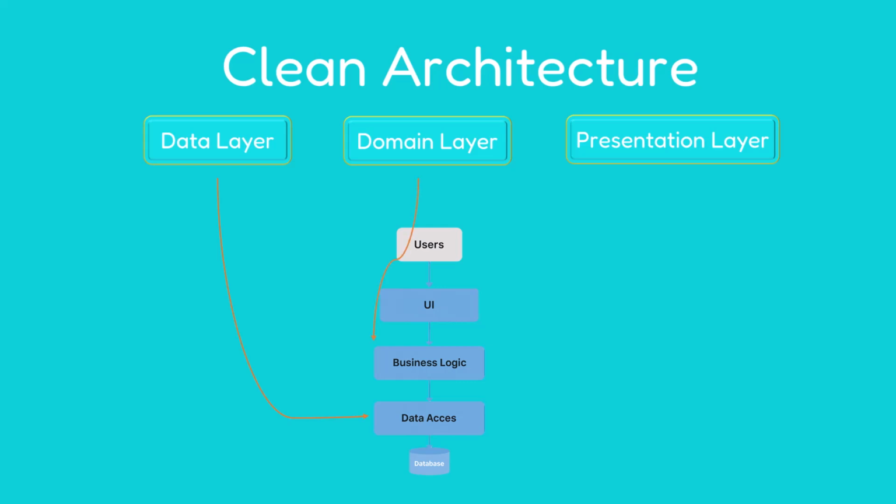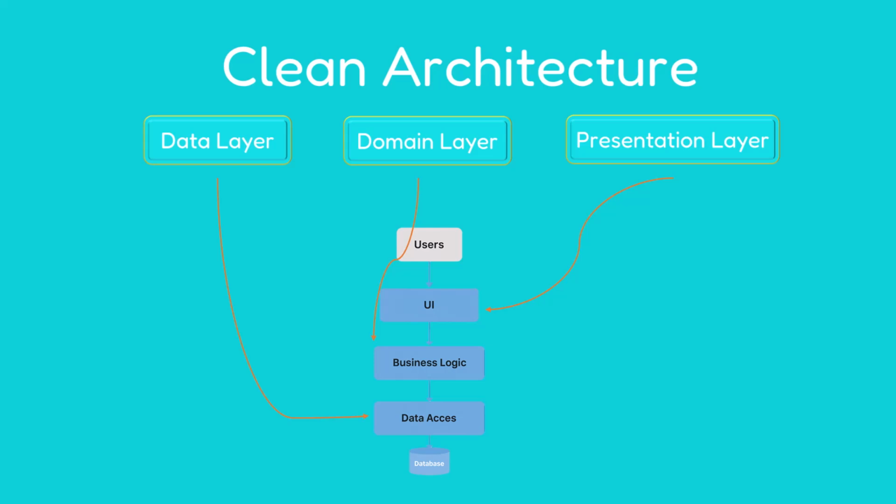And the second layer is the domain layer. This is the heart of your app. It contains all the business logic and the rules that define how your app works. This layer is independent of UI or data sources, so changes in your UI or APIs won't break your core logic. And the last but not least is the presentation layer.